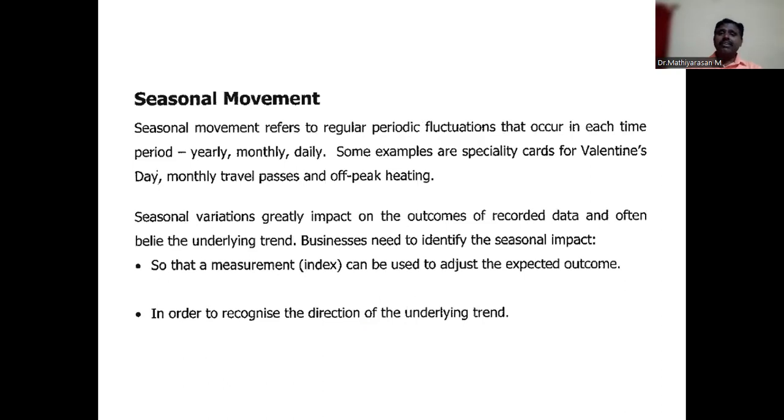Seasonal movement refers to regular periodic fluctuations that occur in each time period: yearly, monthly, daily. Some examples are special cards for Valentine's Day, monthly travel passes, and off-peak heating. Seasonal variations greatly impact the outcomes of recorded data and often belie the underlying trend. Businesses need to identify the seasonal impact so that a measurement can be used to adjust the expected outcome in order to recognize the direction of the underlying trend.